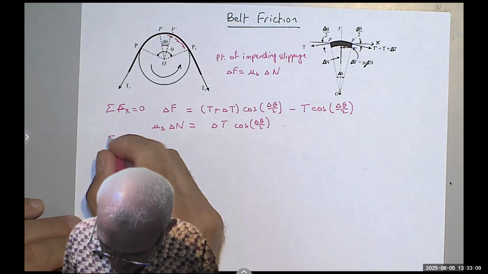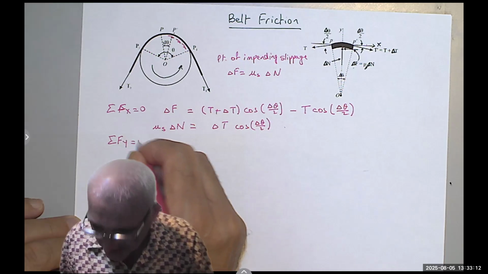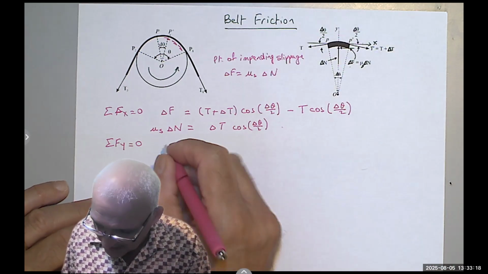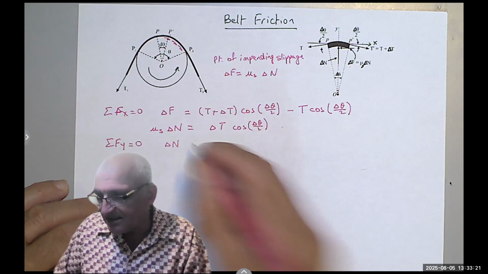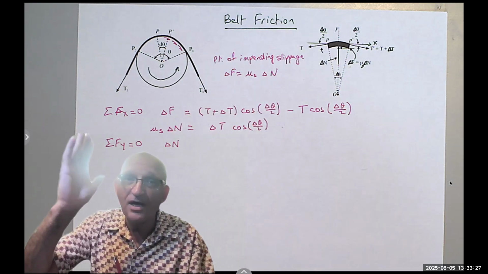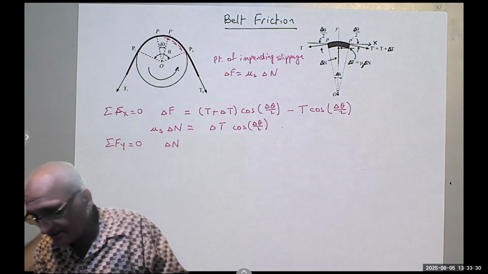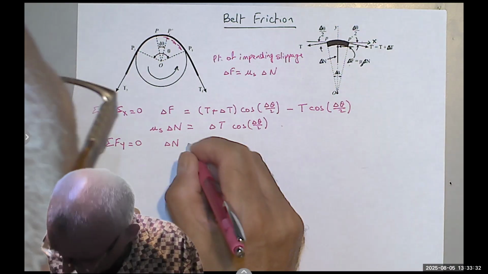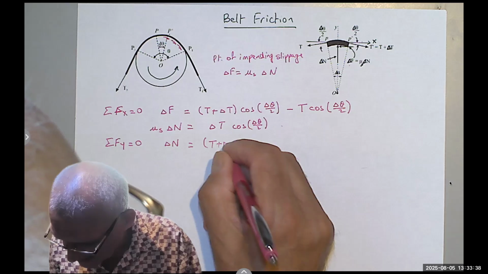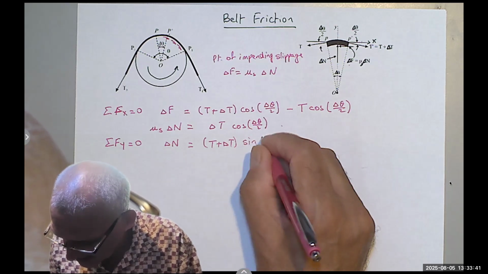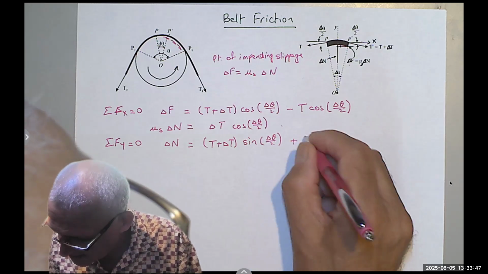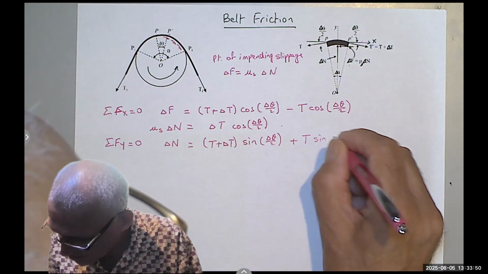My second equation is the summation of the forces in the y direction equals 0. I have delta N going up, so I'm going to write delta N. And since it's already going up, I'm going to move everything else to the right-hand side, meaning anything going up would be negative, anything going down would be positive. We don't have anything going up, but we have T. So T plus delta T again, but this time it's sine delta theta over 2, plus T sine delta theta over 2.